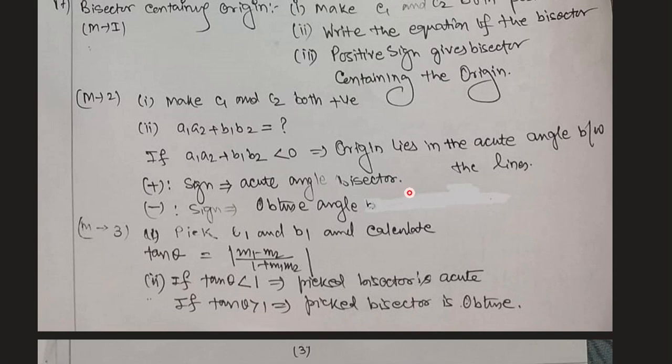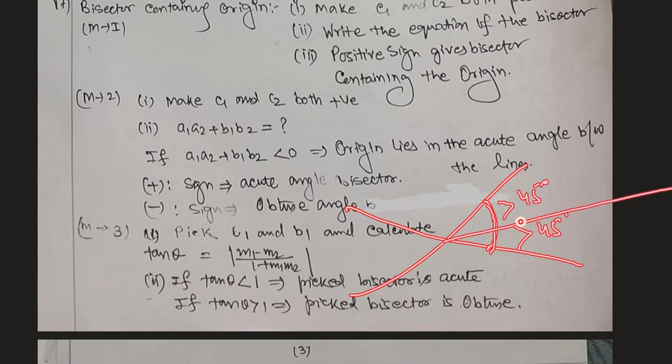Now suppose this is a line, this is line L1 and this is the bisector B1. This is theta. You are going to calculate this value theta, and theta is more than 45 degree. So if it is more than 45 degree, what is this angle? More than 90 degree. Because this half is more than 45 degree, and this half is also more than 45 degree, the total angle is more than 90 degree. So this is the obtuse angle bisector.